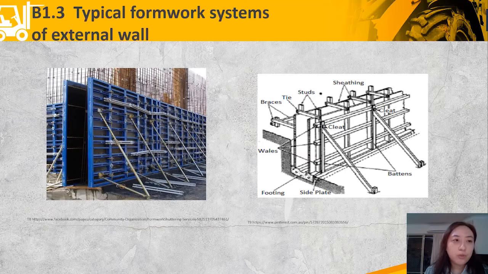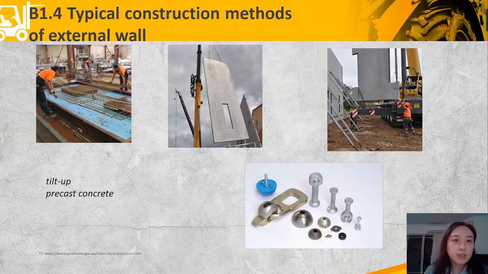The typical formwork system of an external wall is composed of many parts, such as studs, ties, and braces. The typical method is tilt-up, which produces the precast concrete in the factory and then transports it to the site and installs it on-site.